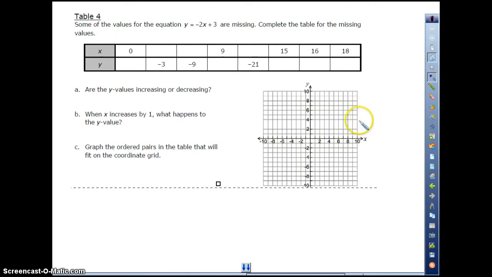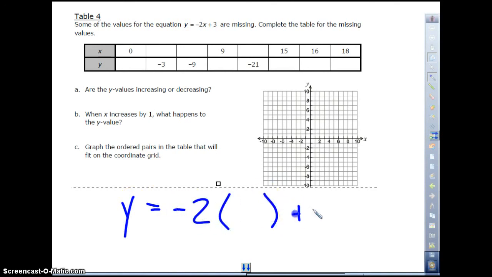Okay, let's see what's happening with table 4. Some of the values of the equation y equals -2 multiplied by x plus 3 are missing. Complete the table for the missing values. Okay, let's take an x of 0 and plug it in right here. -2 times 0 is 0. 0 plus 3 is 3. Let's put in a 3 right here.